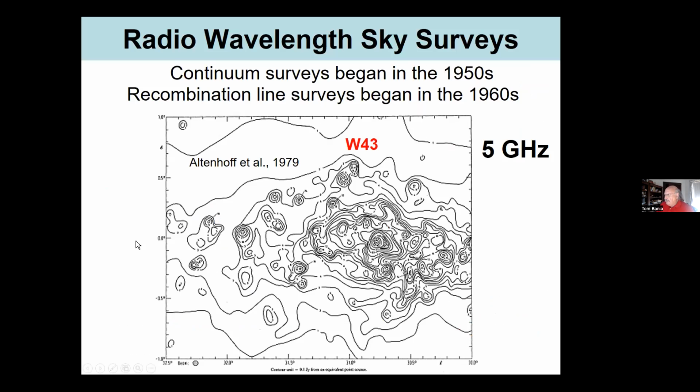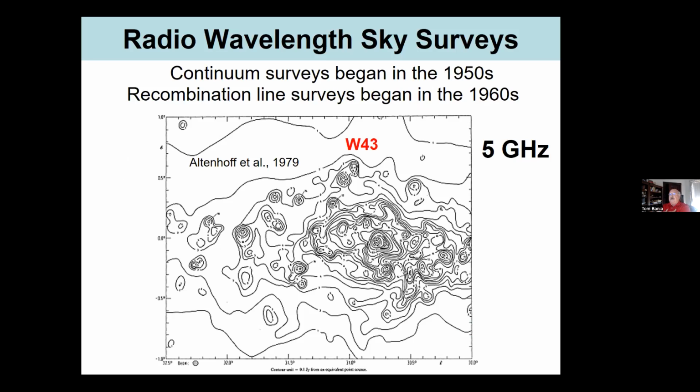So we got a taste for recombination lines. We saw that Gart Westerhout started continuum surveys, and recombination lines became something being surveyed by the Germans, principally early at Max Planck. They were looking at continuum bumps and trying to find recombination lines. Altenhoff, also at Bonn, did an enormous amount of work making surveys of the galactic plane at various frequencies.